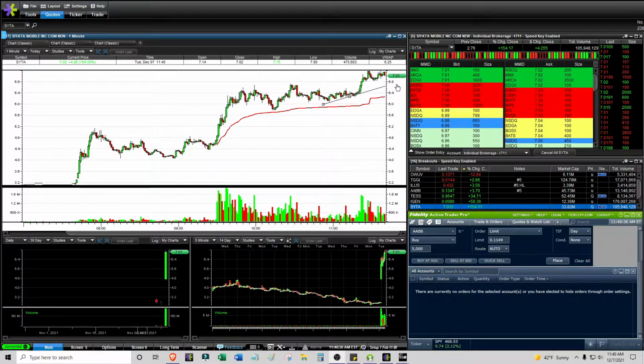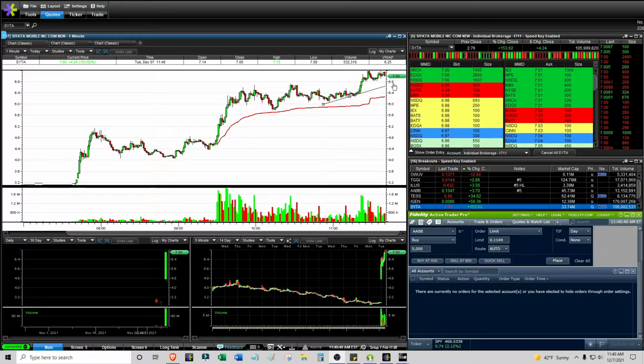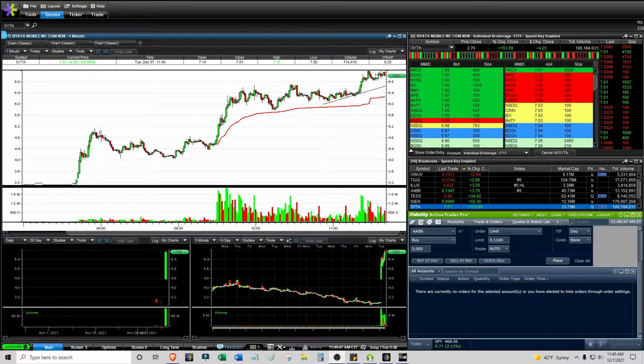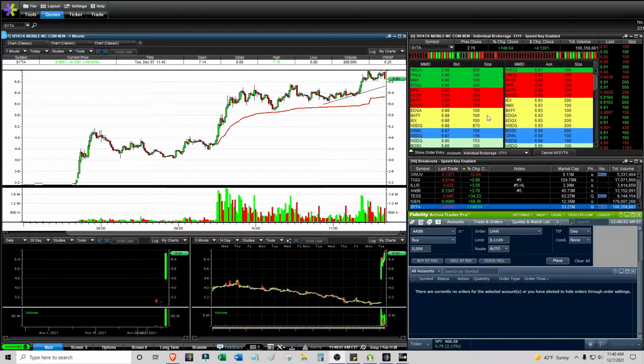I mean, listed stocks, I just don't like them as much as OTCs because they're just so choppy and weird. But let's see, this thing looks like it's trying to flash a big classic listed stock red candle.